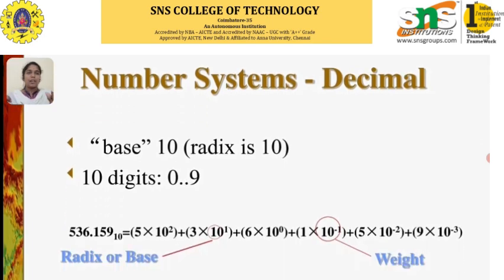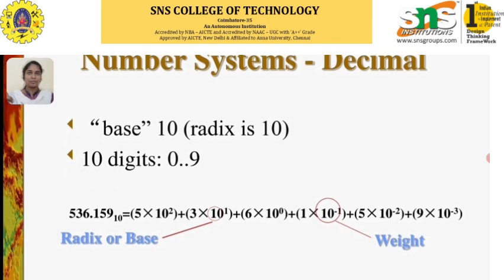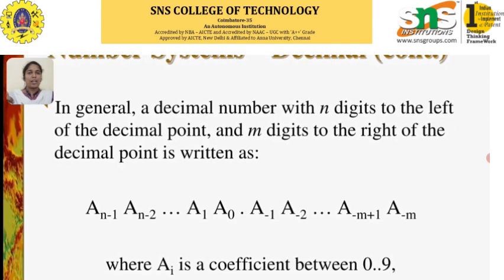So this is the positional number system for decimal, that is the base of 10. Here the base, or radix, is 10. 10 means 10 digits, that is 0 to 9: 0 1 2 3 4 5 6 7 8 and 9. Here we are giving one example, 536.159 base 10. Each value of the integer part and fractional part is multiplied by the base of 10.